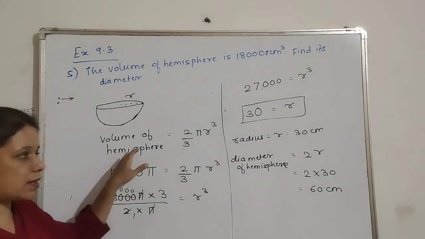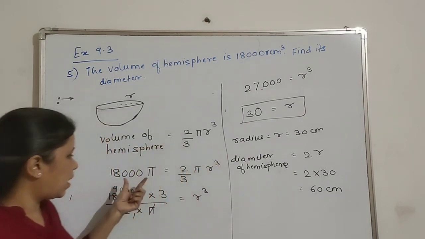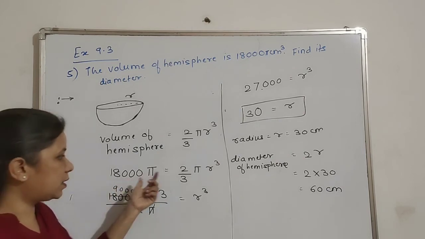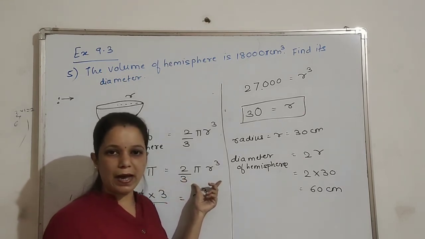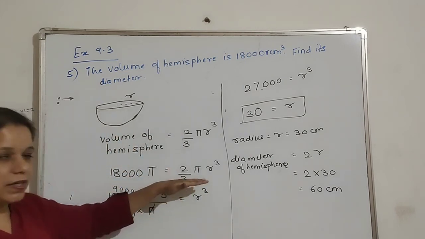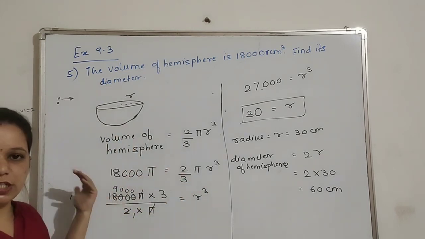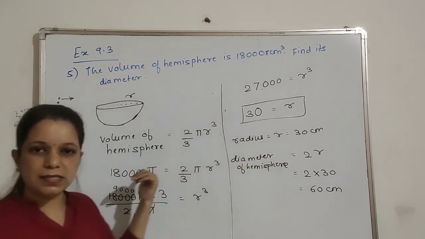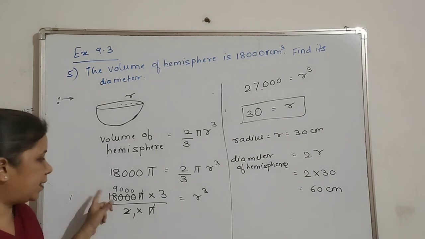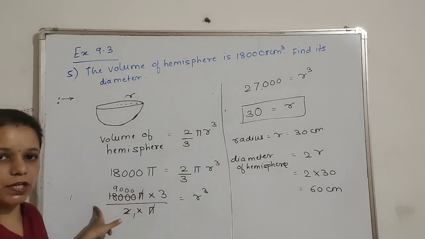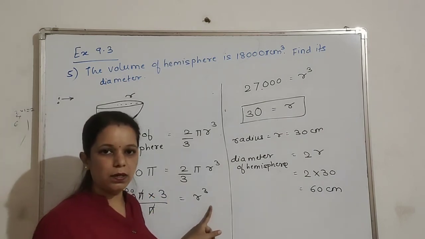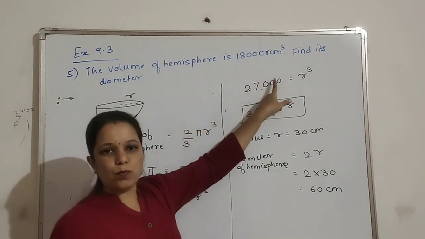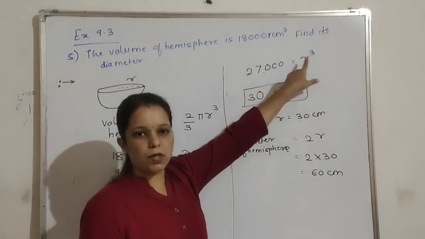वॉल्यूम ऑफ द हेमिस्फीयर का फॉर्मूला हमने पहले लिया था. वॉल्यूम इज गिवन एज 18,000 पाई. We will take the value as it is equal to 2/3 pi r cube. Now whatever is in the denominator, when side changes it will come in the numerator. Whatever is in the numerator, when side changes it will go in the denominator. तो ये बना लिया हमने इक्वेशन, 27,000 is equal to r cube.